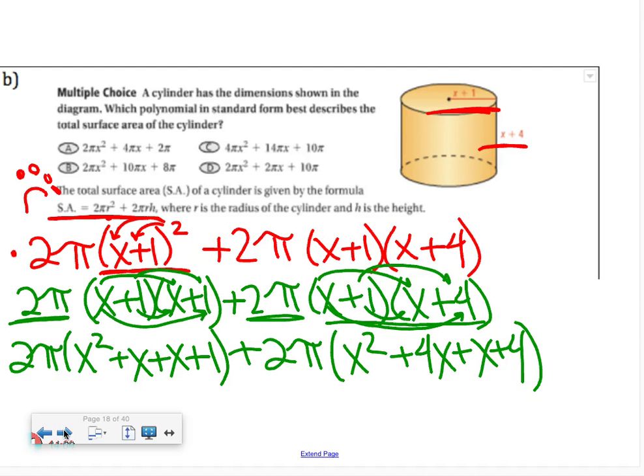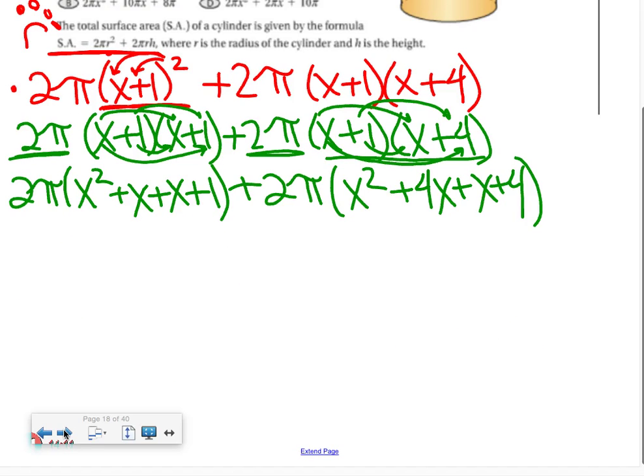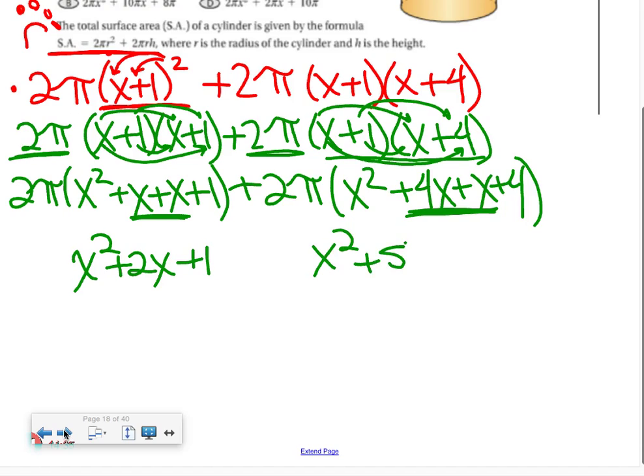From here now, we should notice we have these 2 pi's. So that means we need to distribute these. Actually, no, we have to simplify. We have some simplifications we need to do first. And so now we're going to have x squared plus 2x plus 1. And over here we have x squared plus 5x plus 4. So I just simplified our x's. Now I'm noticing all of these are being multiplied by 2 pi.